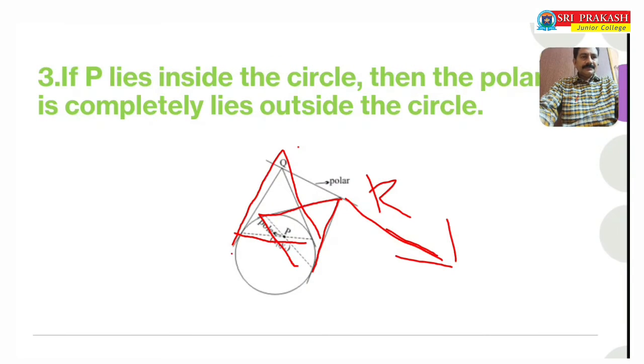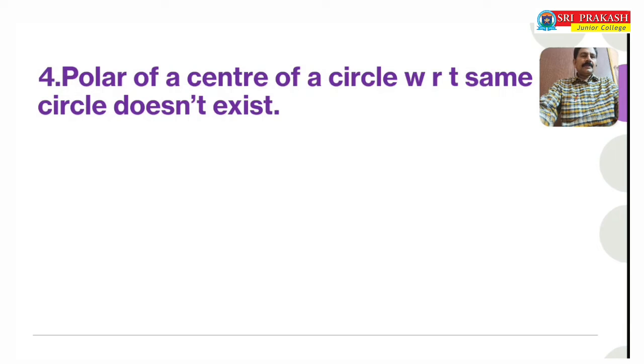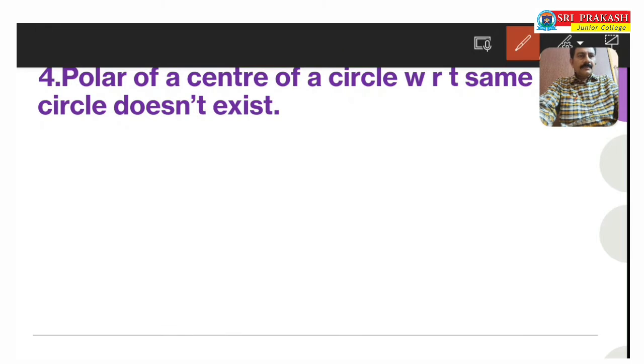Next, fourth case: the polar of the center of a circle with respect to the same circle does not exist. So what does this mean? Take one circle again. So, the polar of the center of the circle.